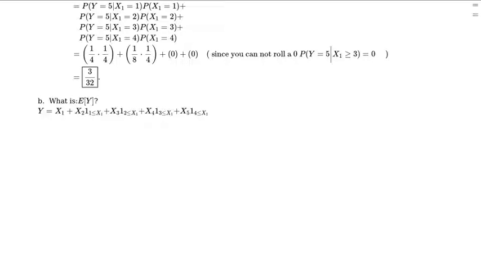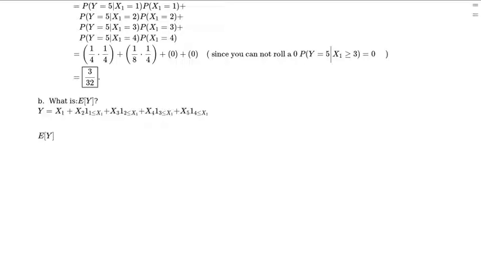Likewise, x4 counts when x1 is at least 3, and we write that as x4 times the indicator that x1 is at least 3, and then we add on x5 in the last case when x1 is at least 4. So we have this expression: y is equal to x1 plus x2 times an indicator, plus x3 times an indicator, plus x4 times an indicator, plus x5 times the indicator that x1 is at least 4. So we had 4 extra rolls, a total of 5 rolls.